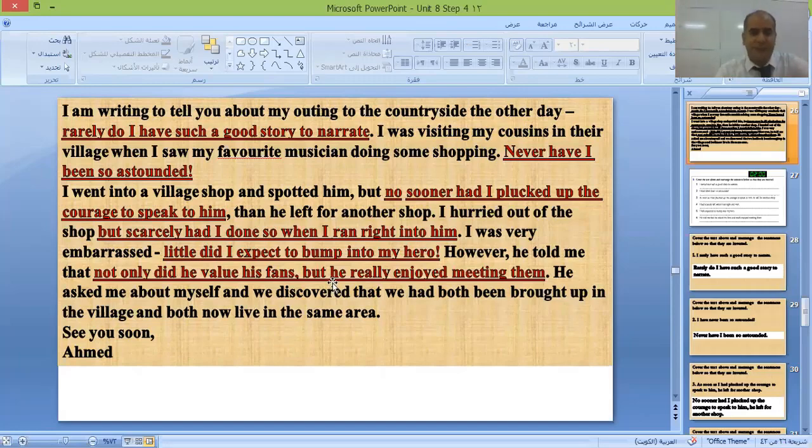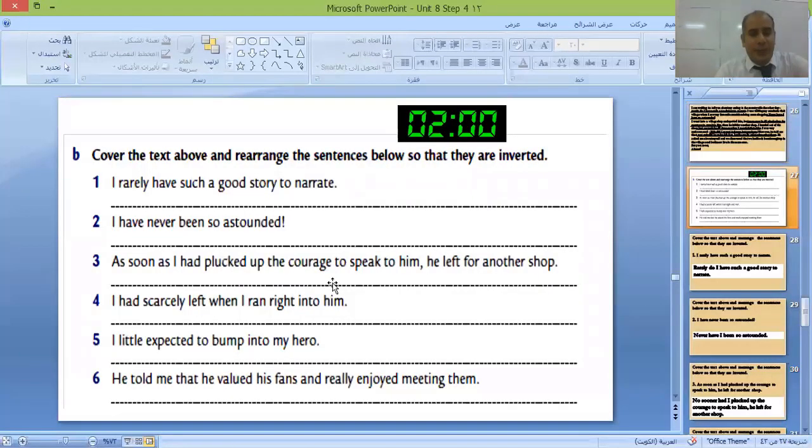Have you all underlined them? Now cover your answers. Cover your underlining. Then rearrange the sentences below so that they are inverted. Change them to inverted sentences. I rarely have such a good story. Who can invert it? Who can make a good inversion of the sentence?